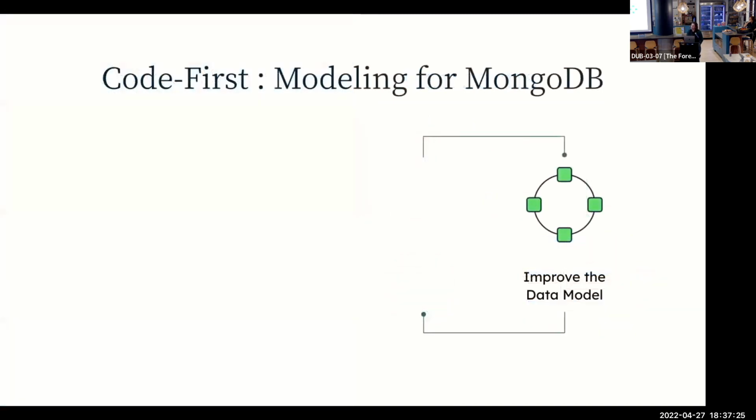So in modeling for MongoDB, we start with the code first approach. The idea is we start with developing the application, and developing the application is understanding the business requirements, understanding who my audience is, how they're going to use it, and from there, what the queries and workloads for my application are going to be.